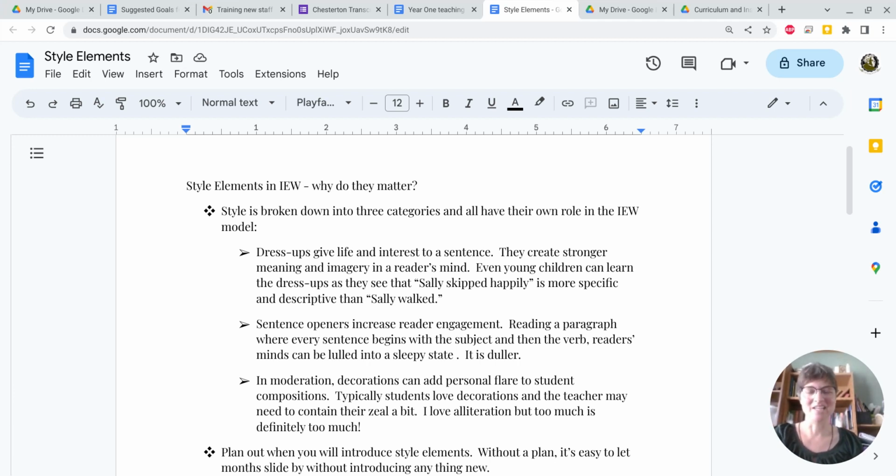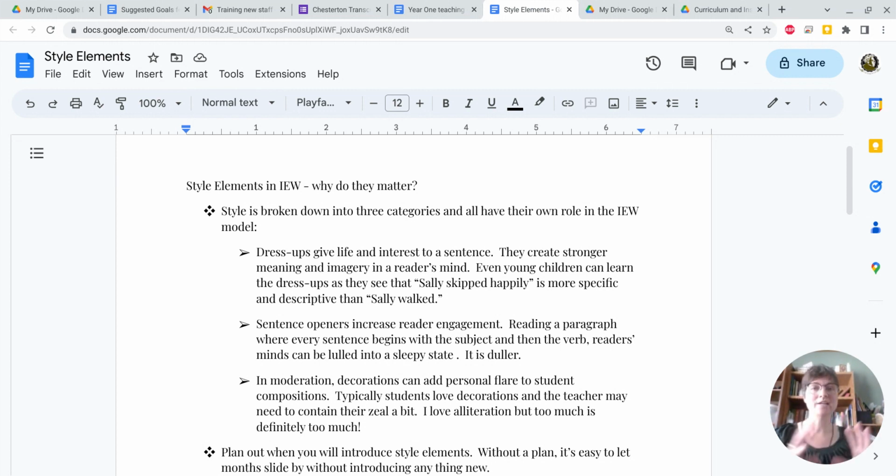Hello, Nancy here again, now to talk about the style elements of IEW. I'd also like to cover a little bit about why I think they are important. So the three kinds of style elements would be dress-ups, sentence openers, and decorations.